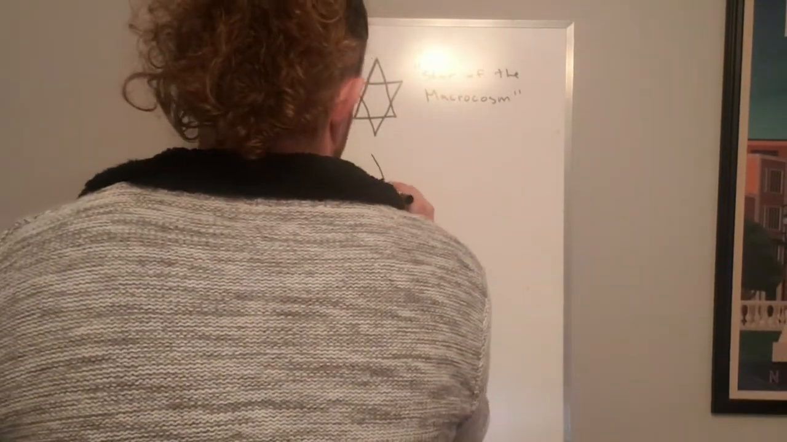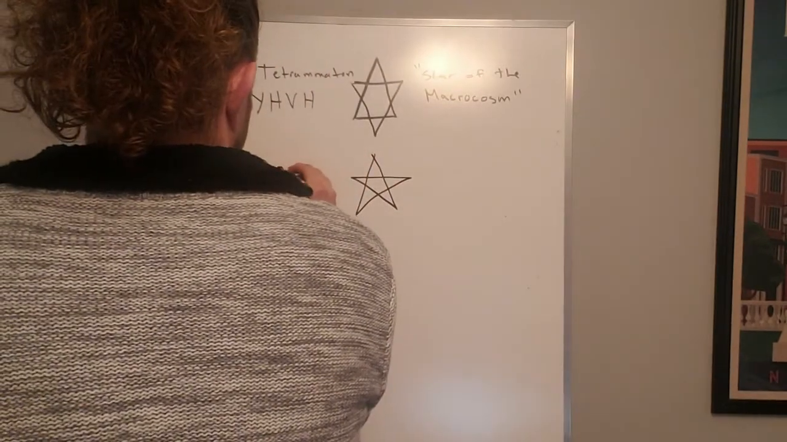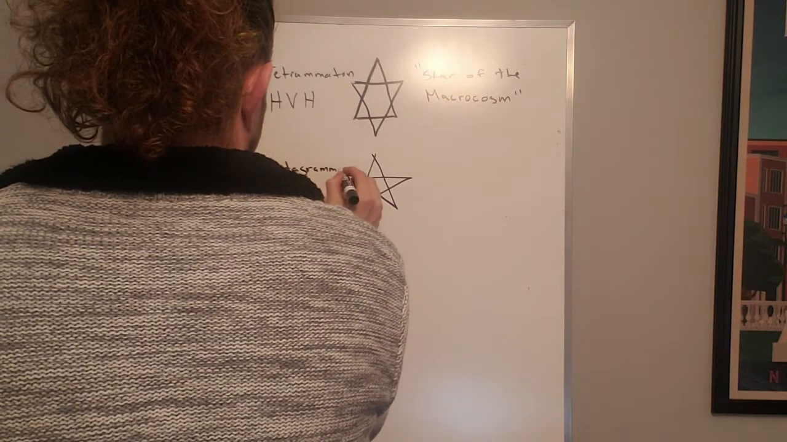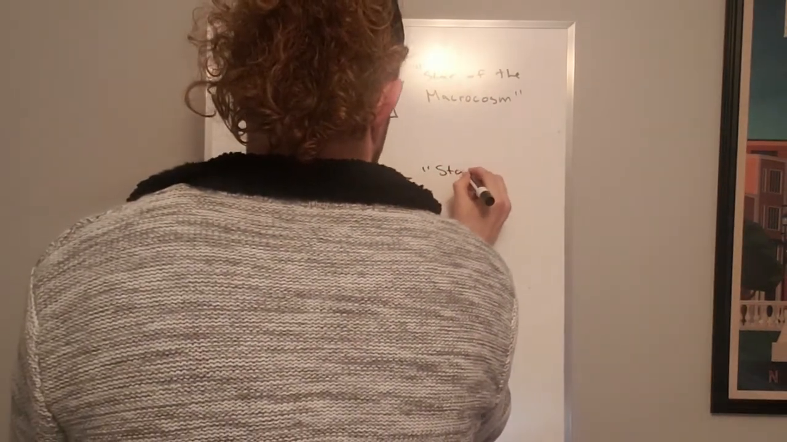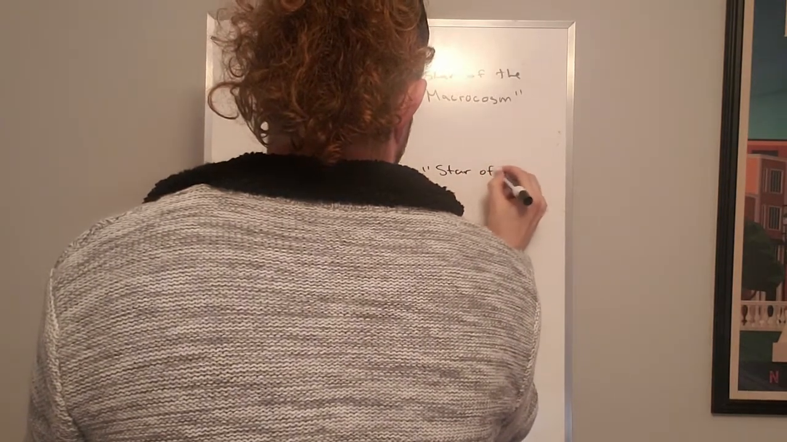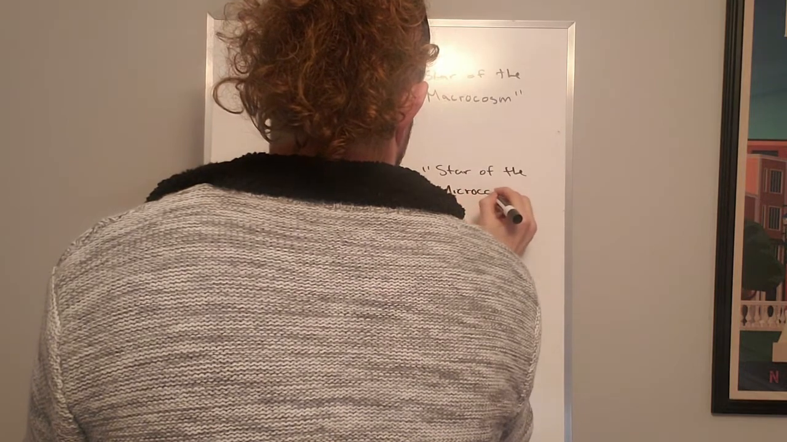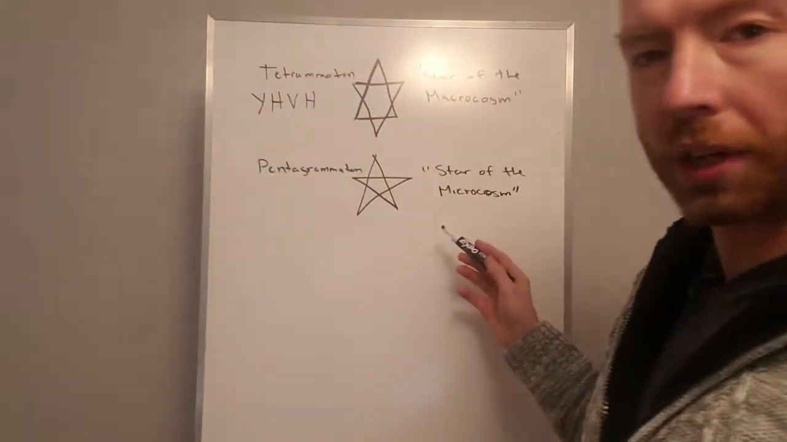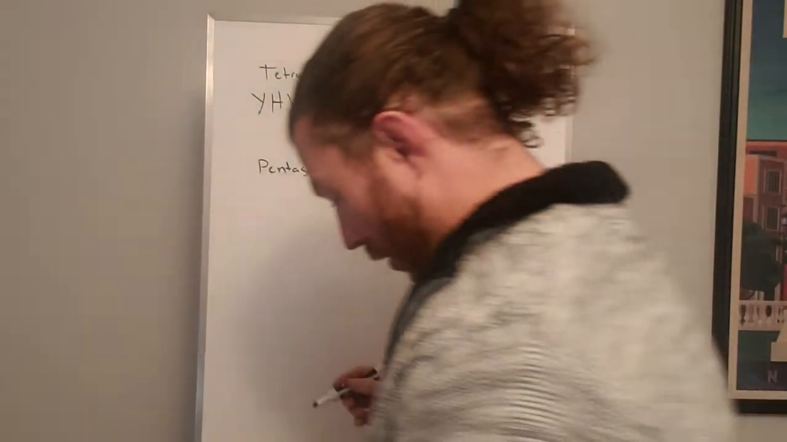The other symbol I talked about in that video was the Pentagrammaton. And if you want to check out that video, you can find a link to it in the description of this video. Again, it's called A Simple Way to Understand God. And so this star, the Pentagrammaton, or the pentagram, is the star of the microcosm.